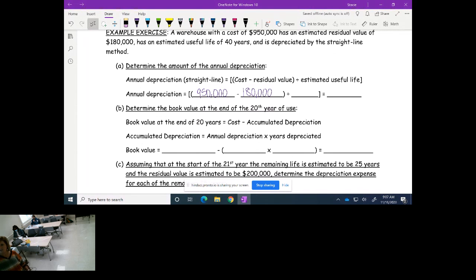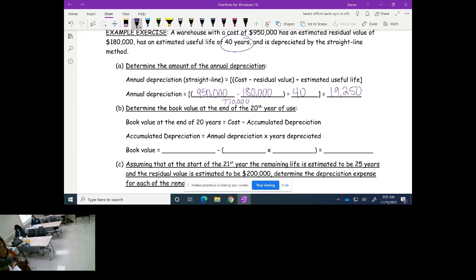All right, and the estimated useful life, they said, initially 40 years. So if we subtract the 180 from the 950, that's going to give us 770,000. And then if we divide that 770,000 by 40, I'm getting 19,250, but it would probably be a good idea for somebody to check my math. You get the same thing? You got it? Okay. All right.